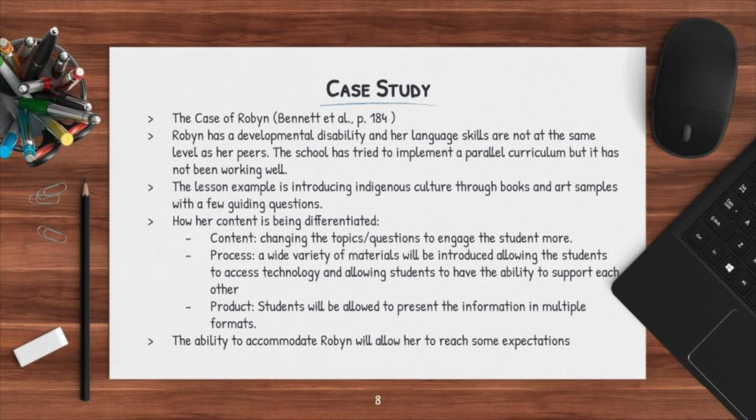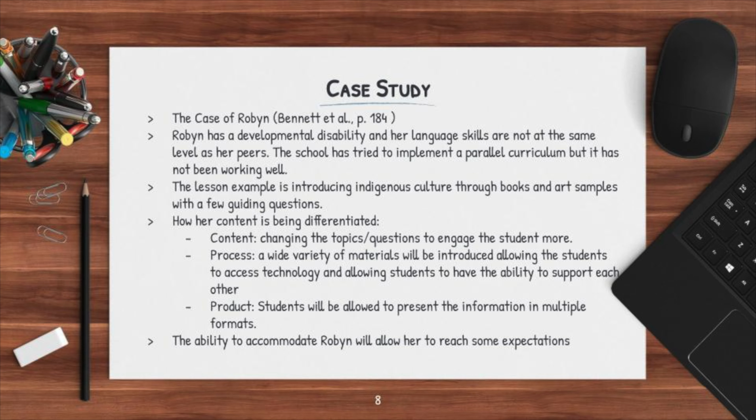So there was an example of a lesson that is introducing Indigenous culture through books and art samples with a few guiding questions. So an example of how her content is being differentiated is the content is changing and the topics and questions are to engage the student more.